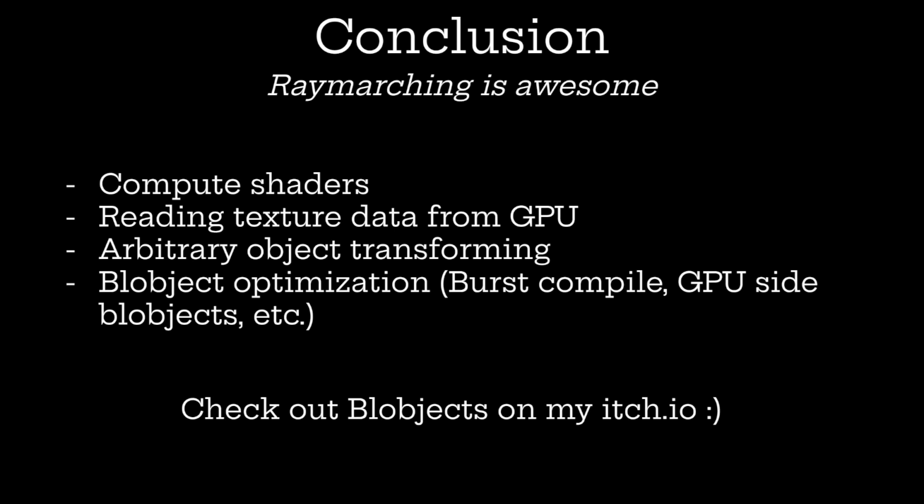And then finally, there are some Blobject optimizations I could use, such as burst compiling, the GPU side Blobjects, and more. However, I think actually the burst compiling, I did experiment with that, but it didn't do as much as you might expect because, like I said, I think the bottleneck is actually on the GPU right now.